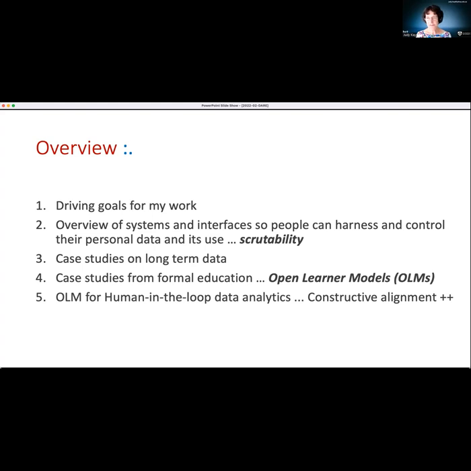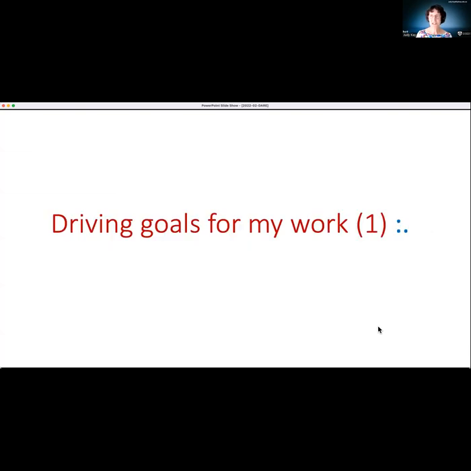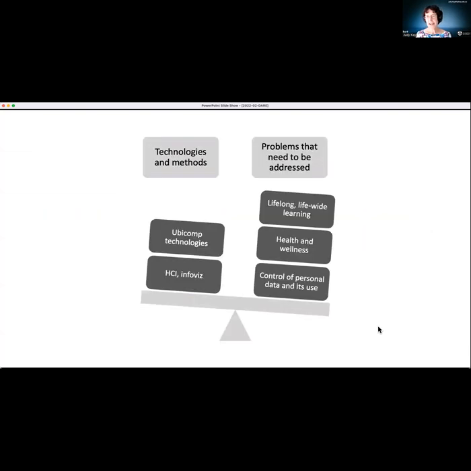And then the fifth thing, which I hope you'll also comment on, is the way that I have taken some of these ideas and used them in my teaching in a course called Human in the Loop Data Analytics, in a method called something like constructive alignment, and take questions on that. So firstly, the driving goals of my work.